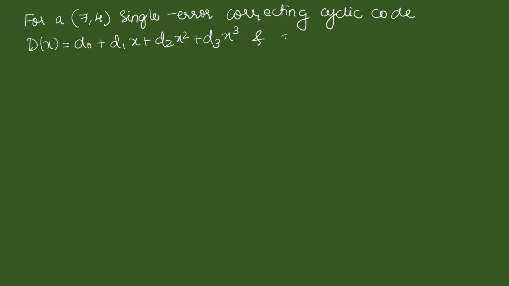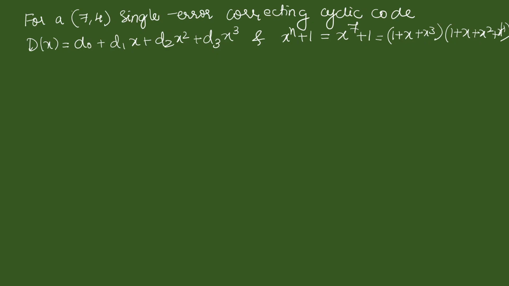And x raised to n plus 1 is nothing but x raised to 7 plus 1. And it has got two factors. One is 1 plus x cube, and the other one is 1 plus x square plus x raised to 4. So among these two polynomials, please identify which one is the generator polynomial.